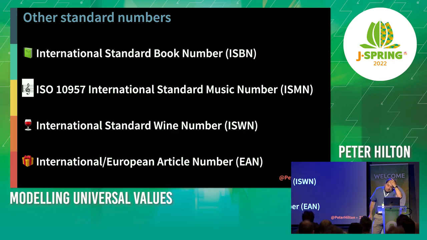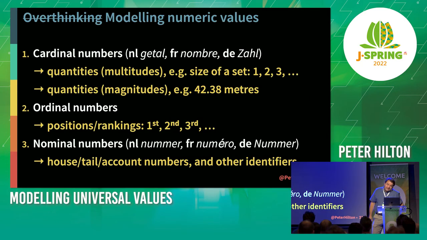So these are all called numbers. Most of them are not actually numbers. So what's going on there? Down the rabbit hole on modeling numbers is that there are three kinds of numbers. Mathematically, you're usually talking about cardinal numbers, which is the number of things you have, the size of a set, a quantity. And this is pretty much what you want to be using numeric types for in software.